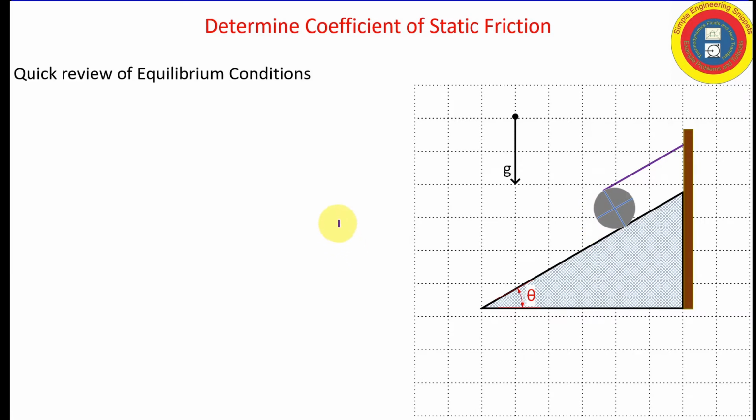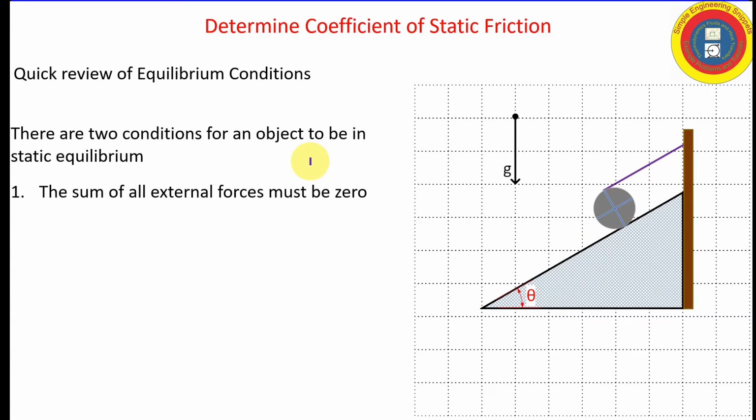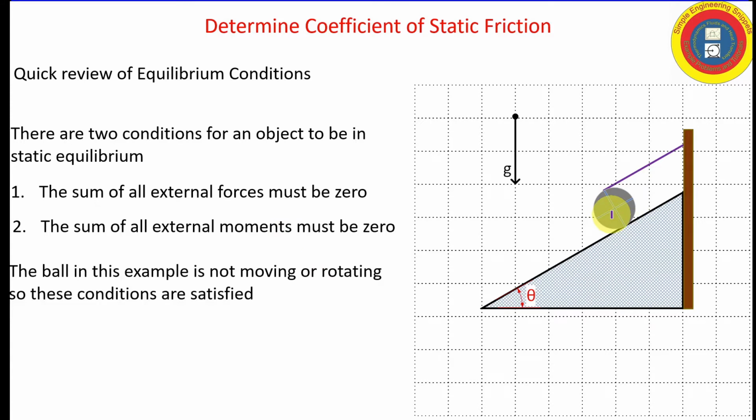Okay, well, let's do a quick review of equilibrium conditions. There are two. One, that the sum of all the external forces must be equal to zero, and the sum of all the external moments must also be equal to zero. Again, this ball is stationary and not rotating, so both of these equilibrium conditions are satisfied.